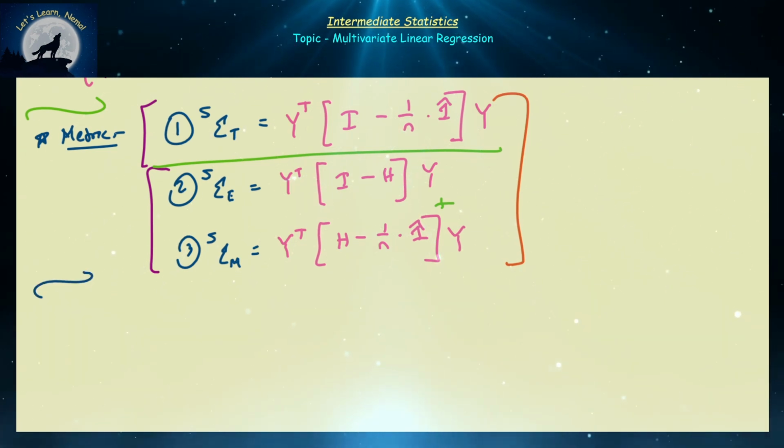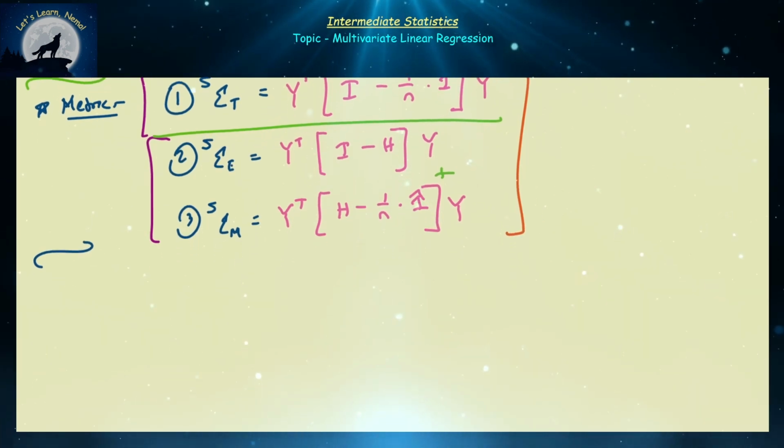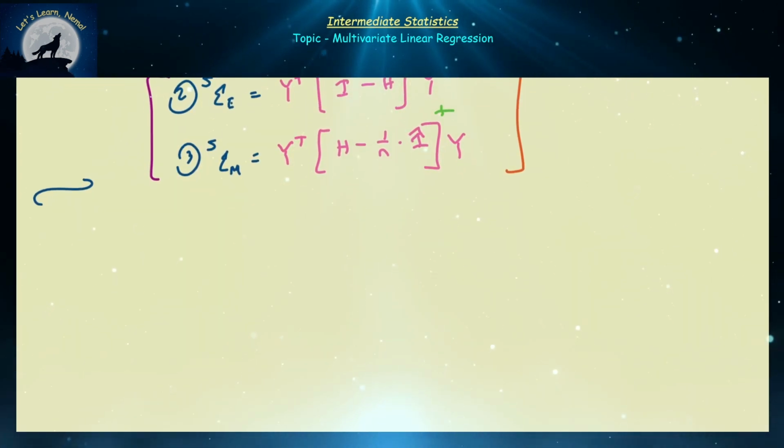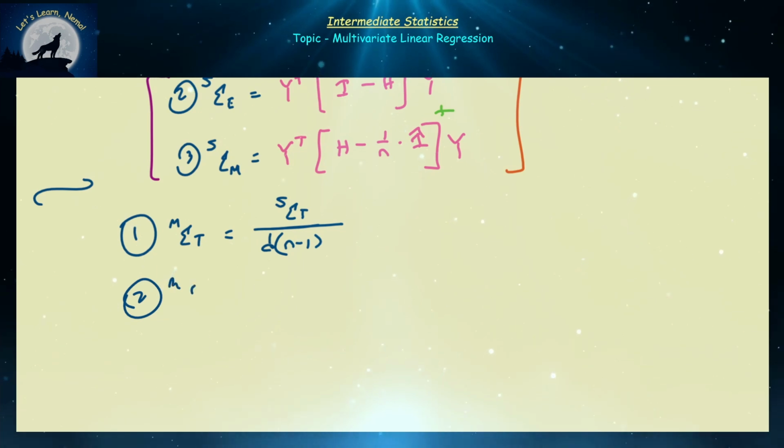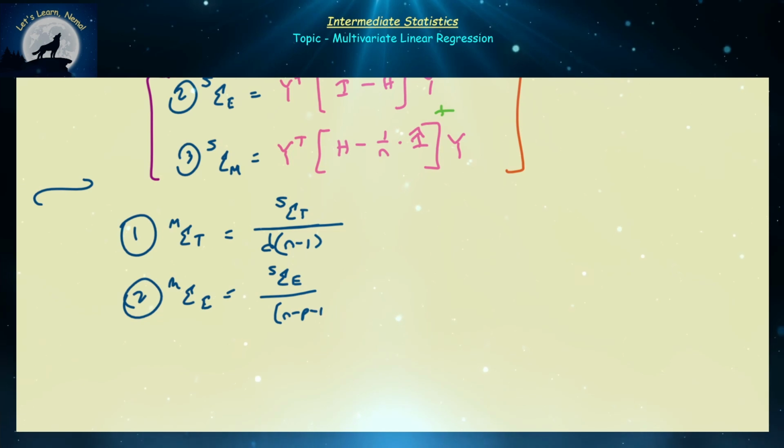Now, in the ANOVA world and our univariate multiple linear regression world, we looked at some MSMs, MSTs, and MSEs. So we actually can build them in our multiple case as well. For example, M sigma T will be equal to S sigma T divided by n minus 1, but now we have d of those. That would be the degrees of freedom for that particular matrix. And then we have our M sigma E, which is just going to be equal to our S sigma E matrix divided by, for our univariate case, n minus p minus 1, but now we have d of them as well.